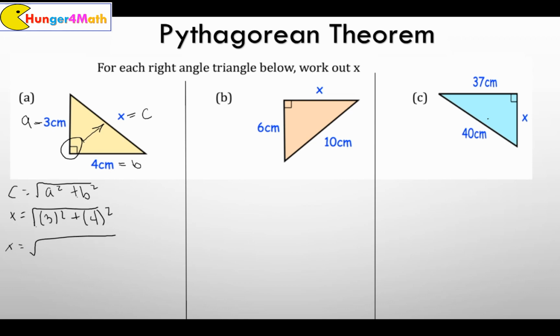Now 3 squared is 3 times 3, that is 9. Then plus 4 squared is 4 times 4, which is 16. Then again copy X equal to the square root of 9 plus 16 is 25. Then the square root of 25 is equal to 5. So X is equal to 5 centimeters.